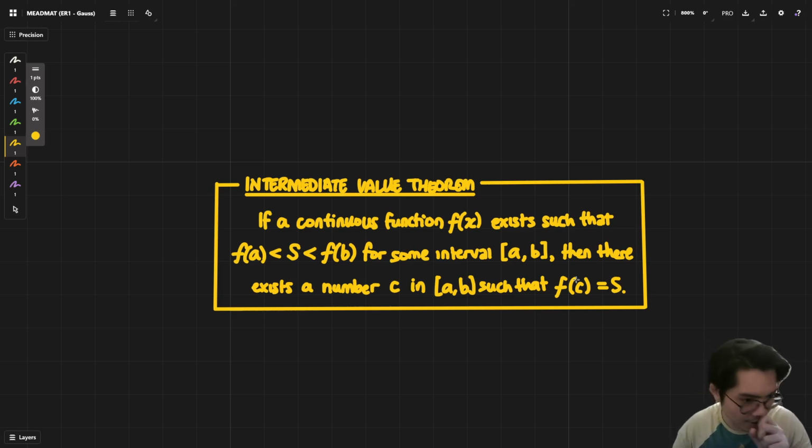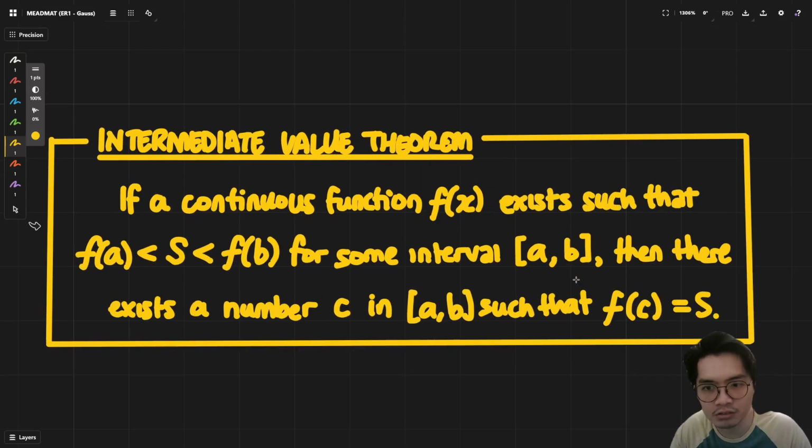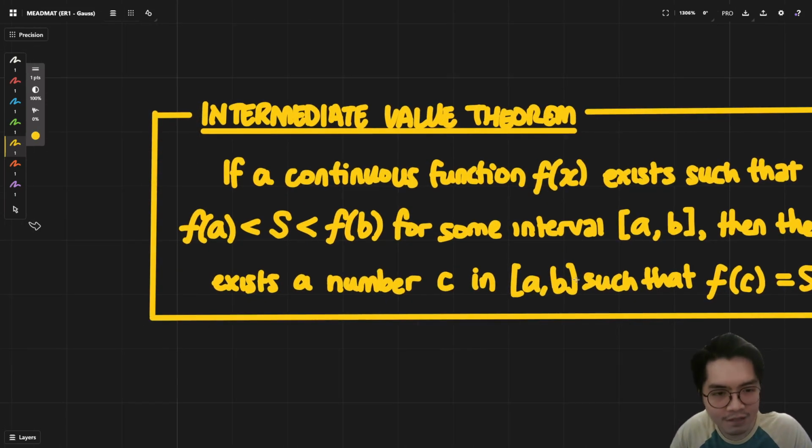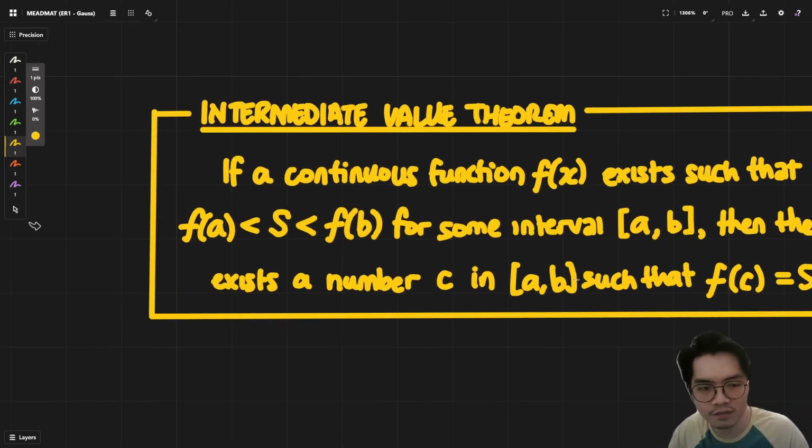But we will now begin with bracketing methods, and their foundation is rooted in what we call the intermediate value theorem. The intermediate value theorem states that if a continuous function f of x exists such that this value s is between f of a and f of b, what that basically means is that you've already substituted a value of a and a value of b into this function.